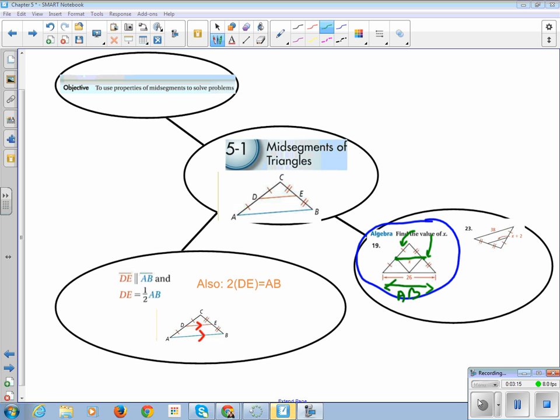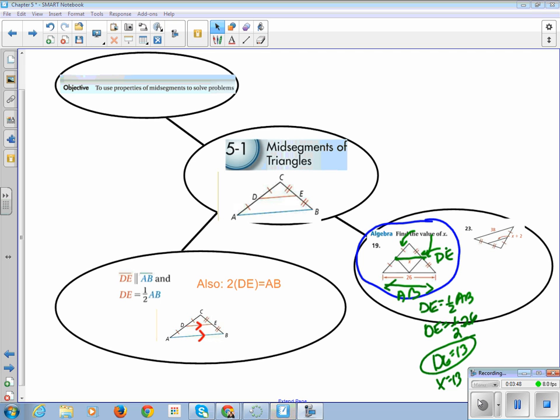So if X is a midsegment, my long side is 26. This is like AB, and this is like DE. Then I use my property: DE equals 1/2 of AB. So DE would be 1/2 of 26, and half of 26 is 13. Okay, so that's for this problem here.